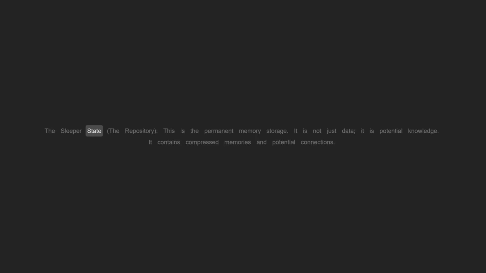The sleeper state, the repository. This is the permanent memory storage. It is not just data, it is potential knowledge. It contains compressed memories and potential connections. The bridge, this is the mechanism that allows communication. It is the channel through which one thought influences another.